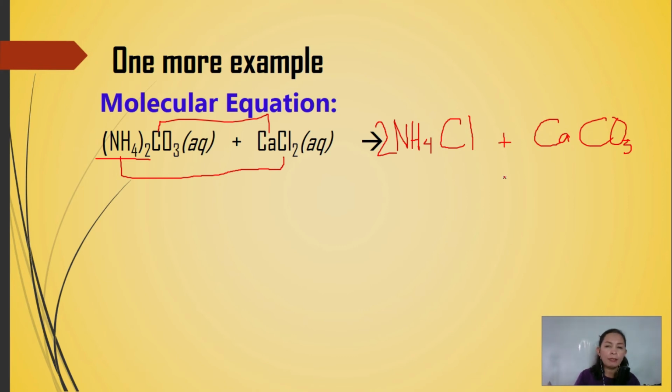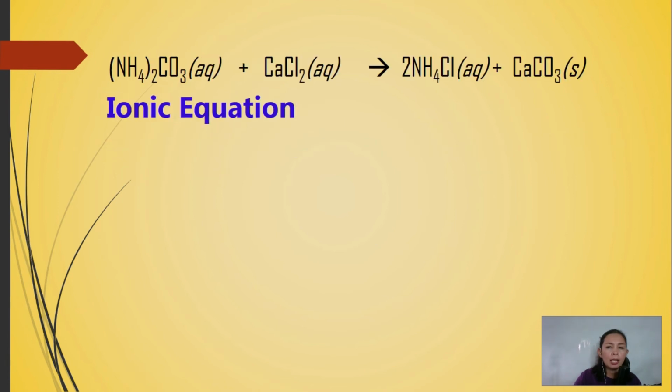To check if one of the products is soluble or insoluble in water, we need to look again at our solubility rules. In ammonium chloride, since ammonium is always soluble, therefore this is soluble in water. We have to write AQ. And calcium carbonate, I know you can recall this one a while ago. This one is insoluble in water. So therefore, a precipitation reaction is possible. Okay, so we already have the molecular equation. Let's have the ionic equation.